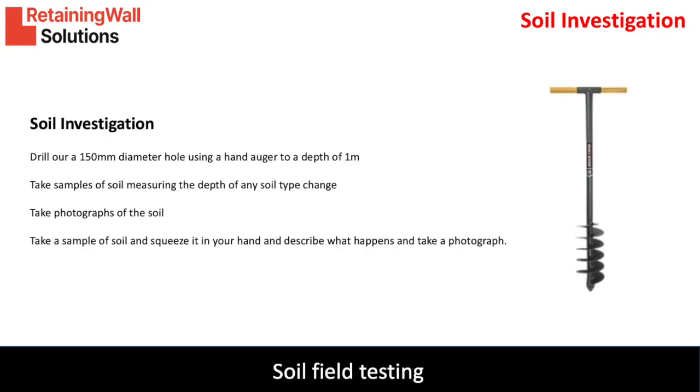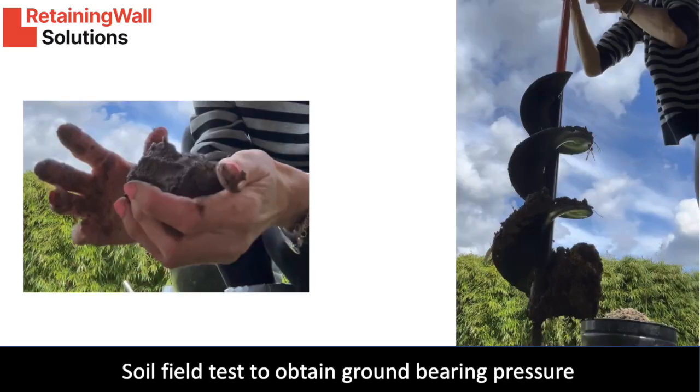Buy a 150mm diameter hand auger like the one shown on this image and drill a hole 1 metre deep in locations we will agree. Take samples of the soil, measuring the depth and any soil changes. Take photographs of the soil. Take a sample of the soil and squeeze it in your hand and describe what happens and take a photograph. Even better, video it. The images here are a client carrying out the field test. We use this information to determine the ground bearing pressure of the ground for the design calculations.